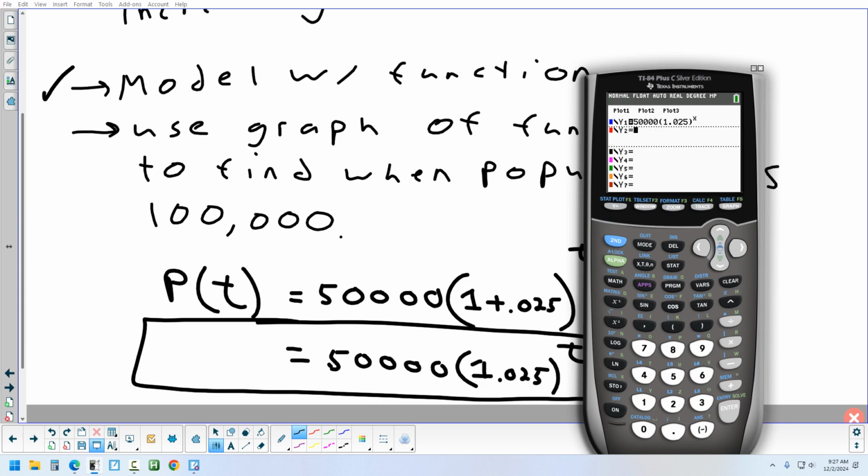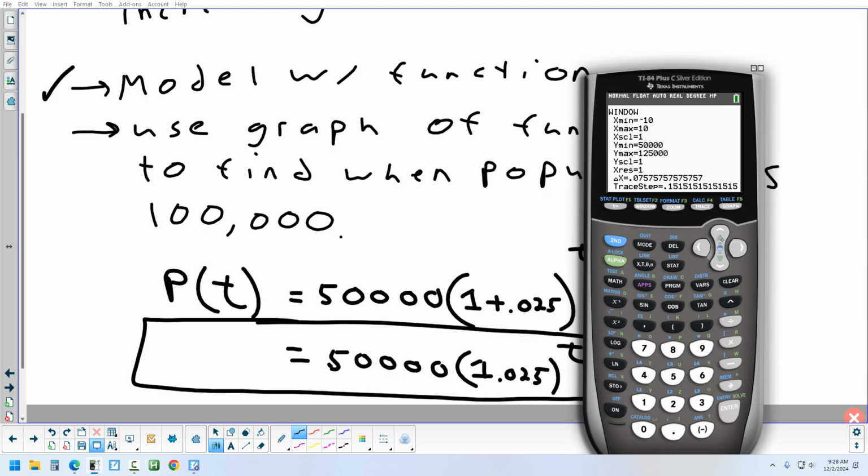Now I could start with zoom 6, but zoom 6 is going to give me a window from -10 to 10 and -10 to 10. What's the problem with that? Nowhere close. Where does our population start? 50,000. So I'd say we should set our population to start at 50,000. And then how high do we want to go? Well, that's going to come in part 2. We want to see when the population hits how much. So let's just go a little extra. Let's go 125,000.